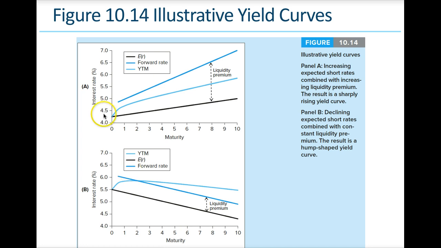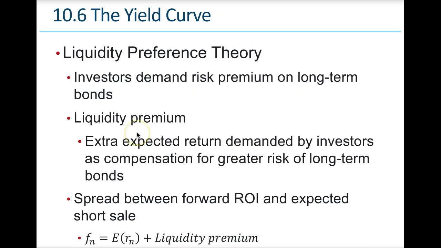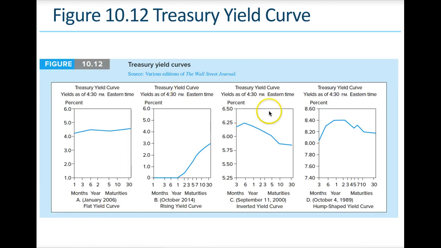So this is going to be two examples. A is increased expectations of short-term rates combined with an increasing liquidity premium. And B would be declining expectations of short-term rates, so when short-term rates are expected to decline, combined with a constant liquidity premium. This would be what we'd call a humped or an inverted shaped curve, and that's what we were referring to back here. These are the humped or the inverted curves.